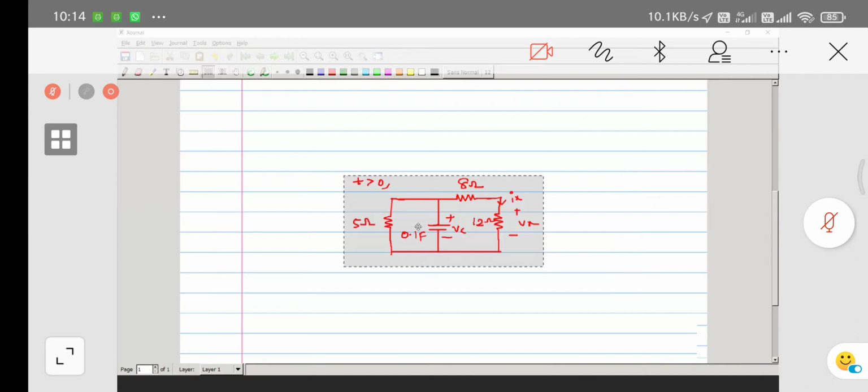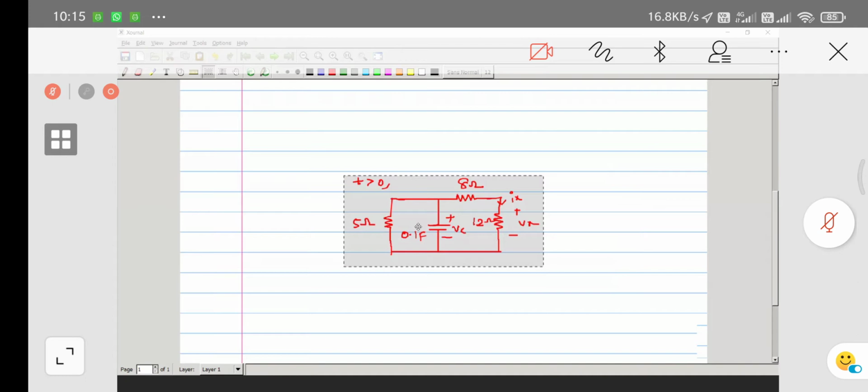For example, this is an inductor. The current flowing through it is I. The voltage across the inductor is V. So what is the voltage and current relation for the inductor? The relation is given by VL equal to L into di by dt.